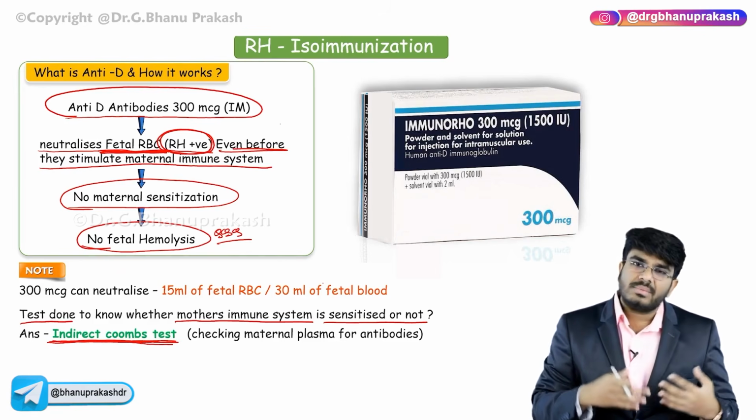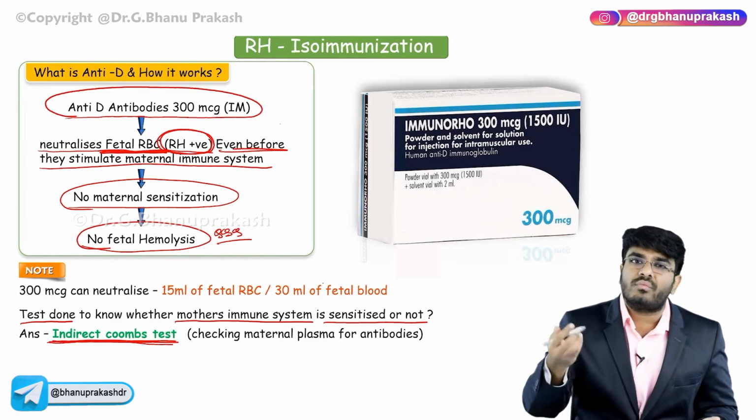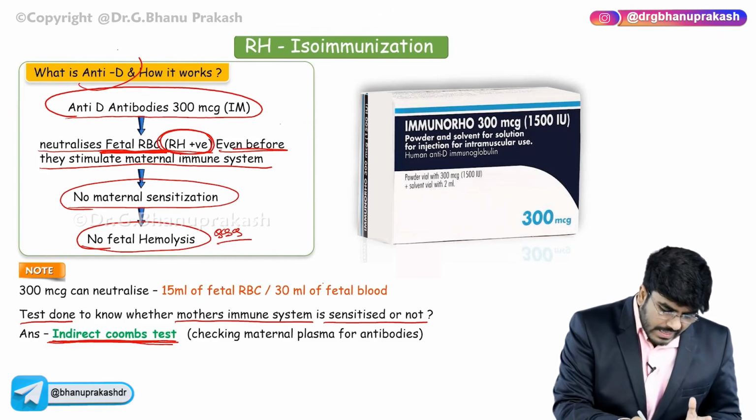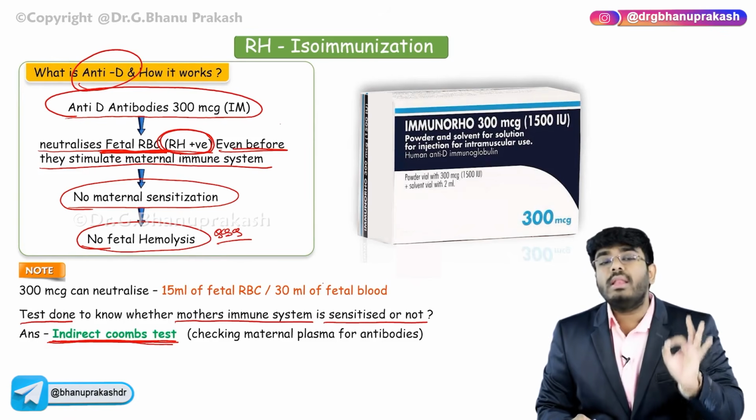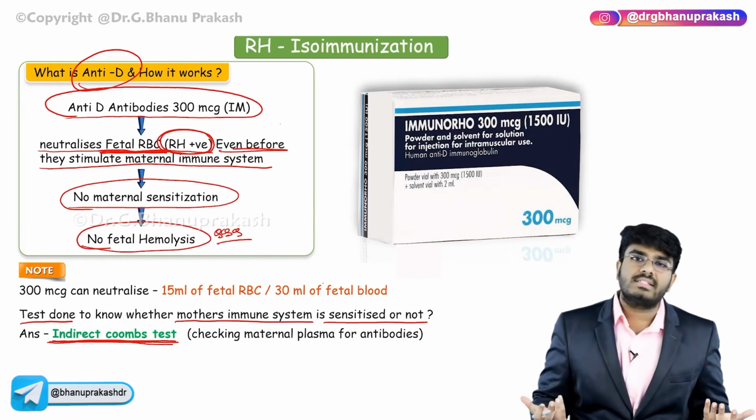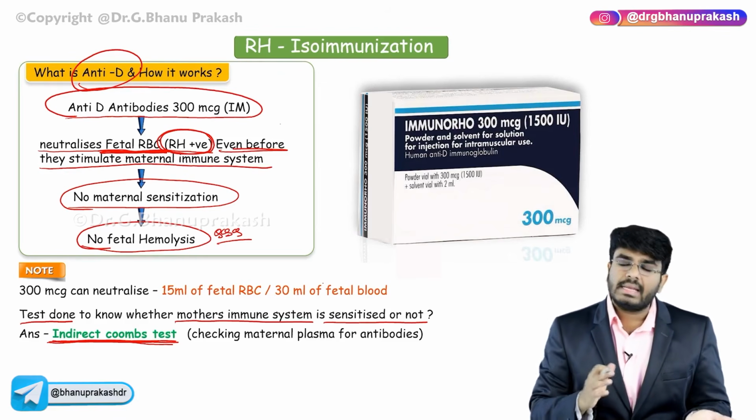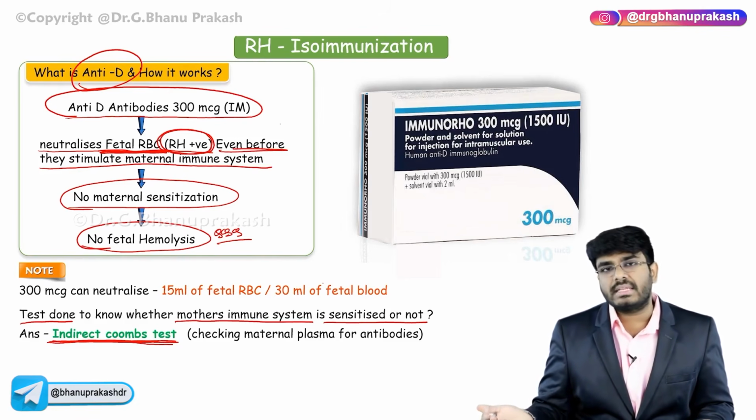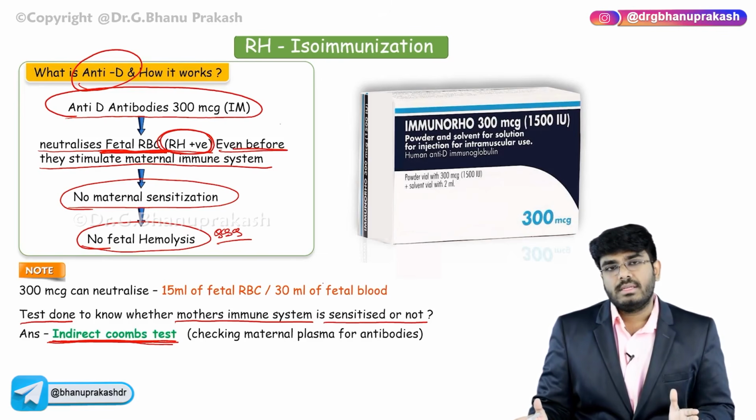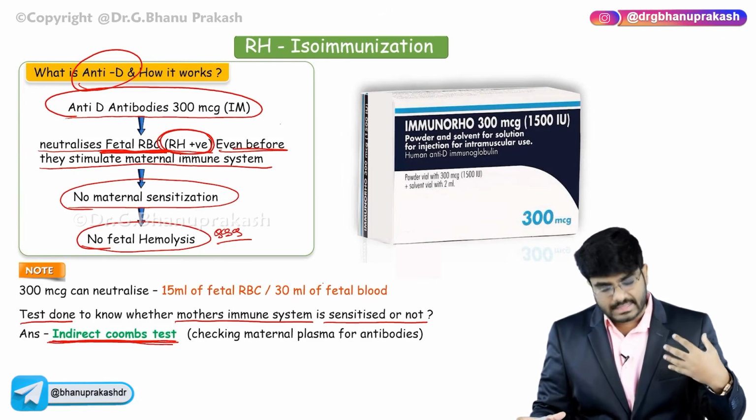By performing this indirect Coombs test, you can know whether the mother's immune system is already sensitized or not. If the mother is already making anti-D antibodies, what is the use of you giving these antibodies? There is no use. This anti-D is going to work only if the mother's immune system is not yet sensitized. If it is already sensitized, she is making the anti-D herself, and that anti-D will cross the placenta and can kill the baby.